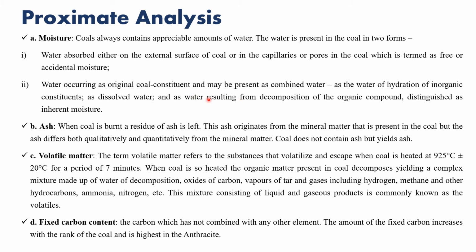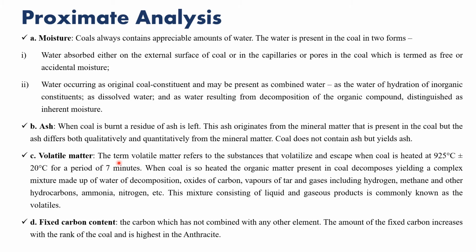producing. Ash. When coal is burnt, a residue of ash is left. This ash originates from the mineral matter that is present in the coal, but the ash differs both qualitatively and quantitatively from the mineral matter. So coal does not contain ash but yields ash. So when coal is burned, it yields ash. So ash కంటెంట్ కూడా తక్కువ ఉండాలి.